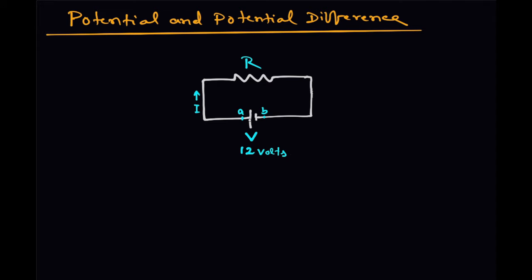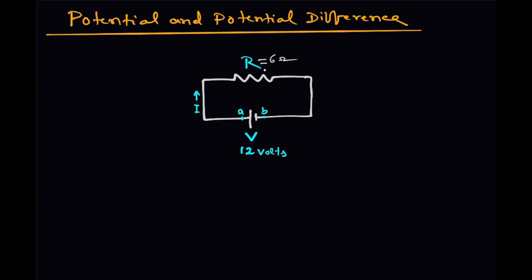Well, now we'll discuss the difference between the potential and potential difference. Let us think about this circuit. This is a resistance connected across a voltage source, a 12 volts supply source. Now you can calculate the current that is flowing through the resistance. Suppose this resistance R is equal to 6 ohms.